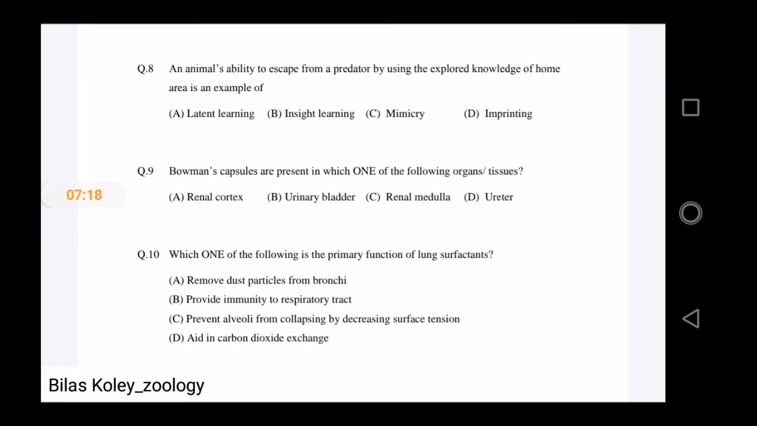Now we will discuss question number 10. Which one of the following is the primary function of lung surfactants? The options are remove dust particles from bronchi, provide immunity to respiratory tract, prevent alveoli from collapsing by reducing surface tension, and aid in carbon dioxide exchange. In this question, the correct option is option C.